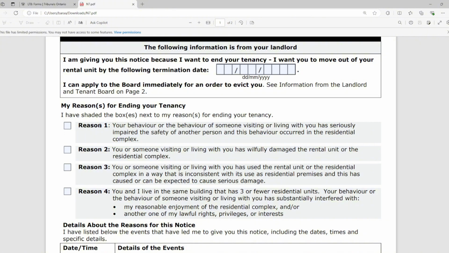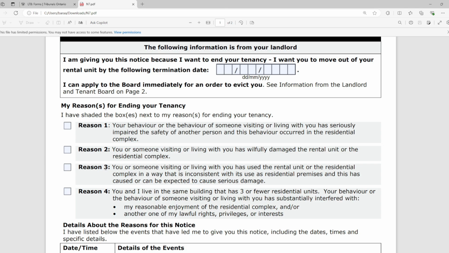If that is the reason, that they've been doing something that's putting other people in danger, you would choose reason 1. If you or someone visiting with or living with you has willfully damaged the rental unit or the residential complex, and here the key word is willfully, so you do potentially have to establish intent with this one, you would choose reason 2.